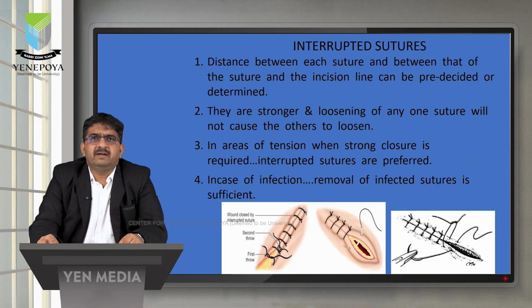Let us see what are the different types of sutures that we normally use in maxillofacial surgery. First and foremost is the interrupted suture. The distance between each suture and between the suture and the incision line can be pre-decided or determined. They are stronger, and loosening of any one suture will not cause the others to loosen. In areas of tension when strong closure is required, interrupted sutures are preferred, and in case of infection, removal of the infected suture is sufficient.